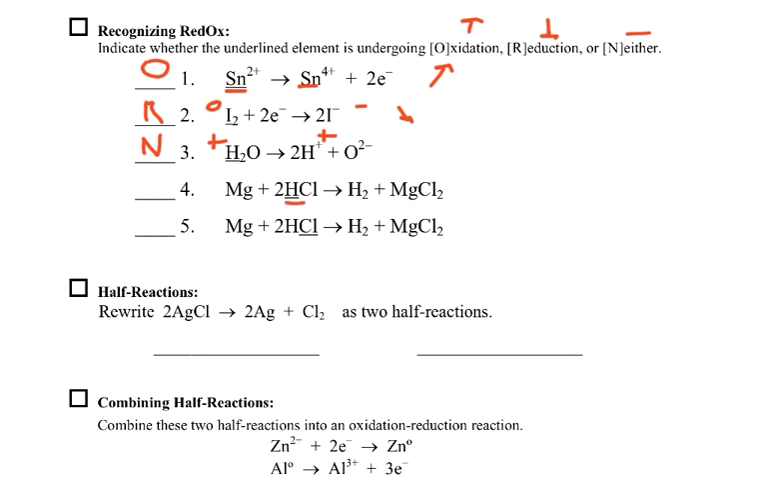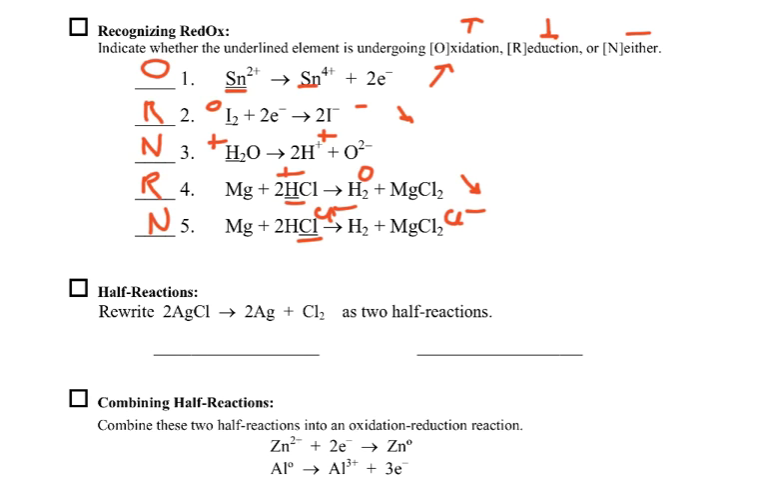Okay, here's H in HCl. In the compound, it's +. Over here, just as an element, it's 0. So it's going from + down to 0, so that is reduction. And here Cl in its compound is Cl−, and here in its compound it's Cl−. So this guy is the same on both sides, so this is neither.